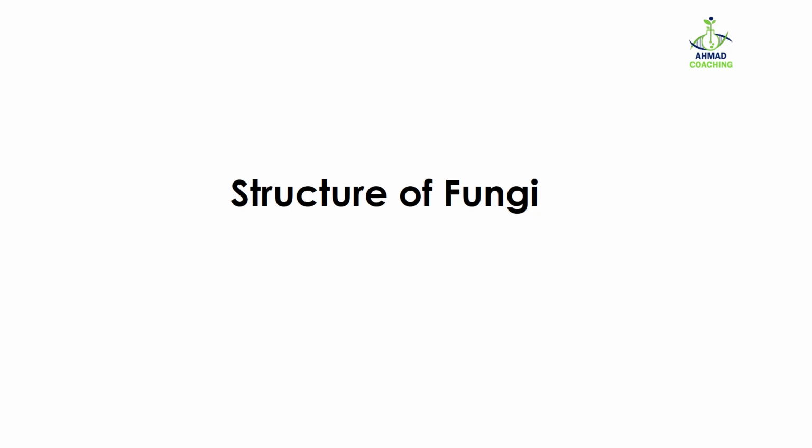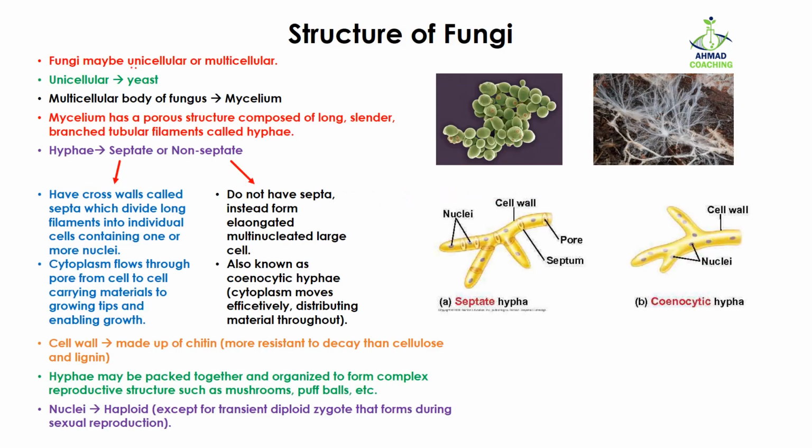Anam. Today we are going to study the structure of fungi. Fungi may be unicellular or multicellular. When we talk about unicellular, it means that they are made up of just one cell. Uni means one. But when we talk about multicellular, multi means many, so they have many cells.